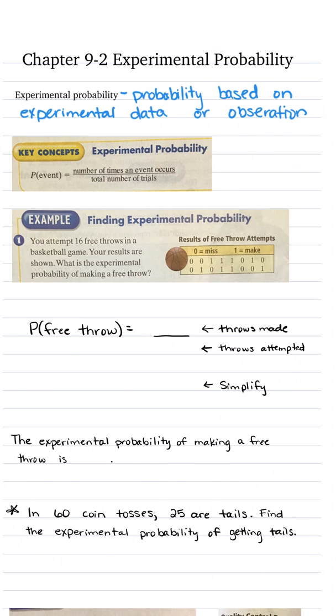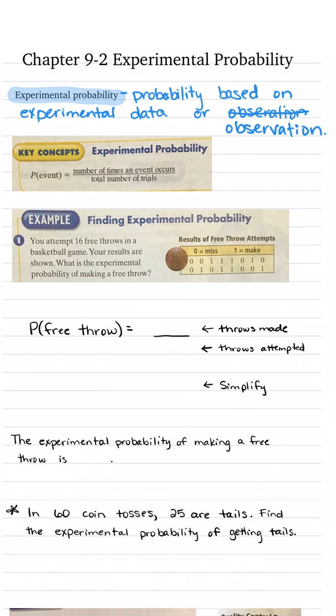Please be sure to write that down. Experimental probability: probability based on experimental data or observation. Oh, I didn't spell that right. Let's try that again. Observation.